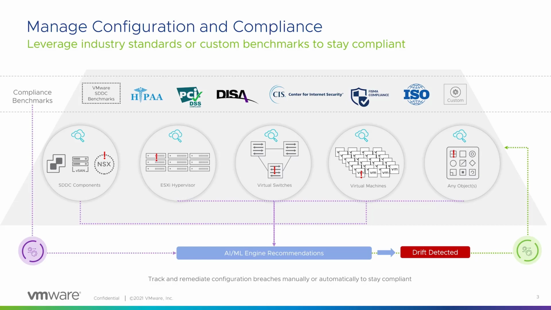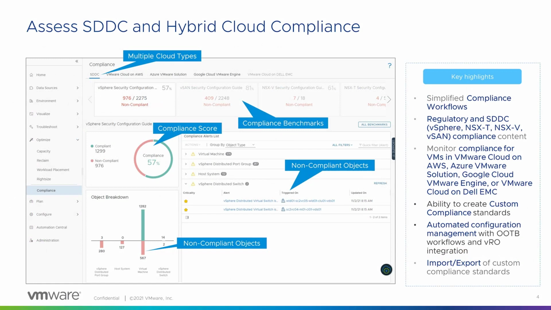Now, this functionality leverages industry standards such as HIPAA, PCI, DISA, CIS, FISMA, and ISO standards, as well as VMware security configuration guidelines. The compliance view within vRealize Operations shows how compliant your software-defined data center or hybrid cloud is against applicable compliance templates. A compliance score is provided as a percentage of the number of applicable objects that are compliant. Compliance benchmarks can be assigned to various pockets of your organization or across all of your infrastructure, depending upon how your organization's requirements are structured.